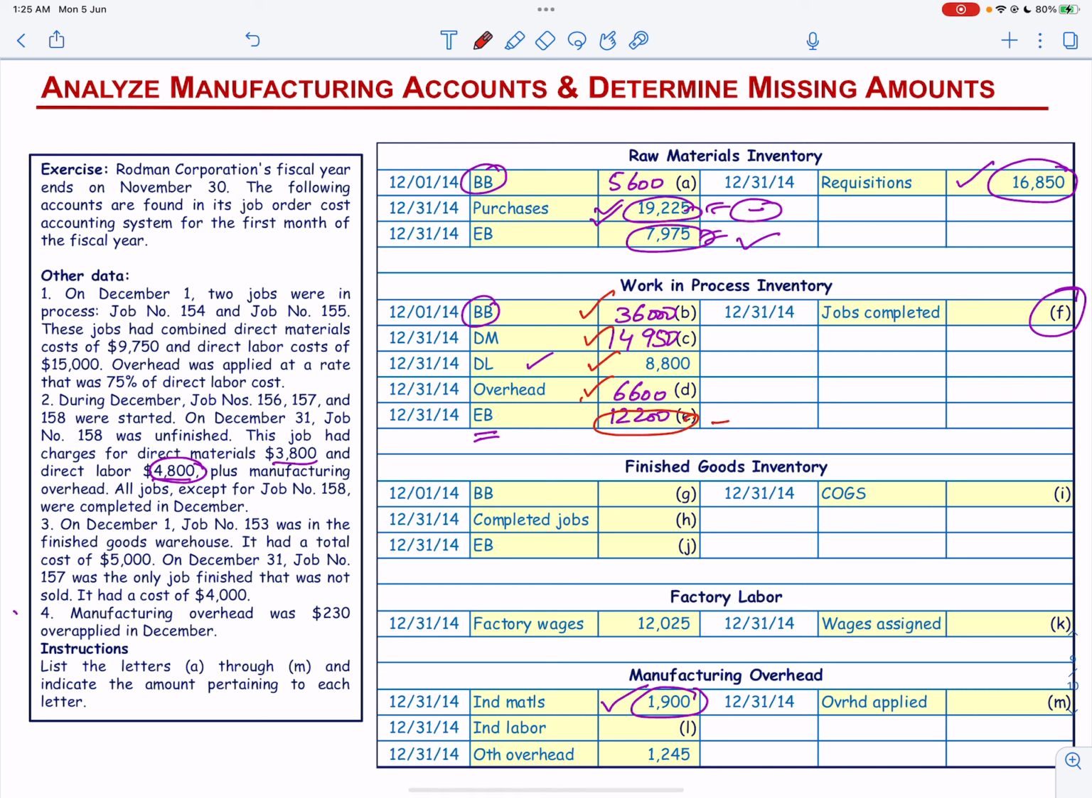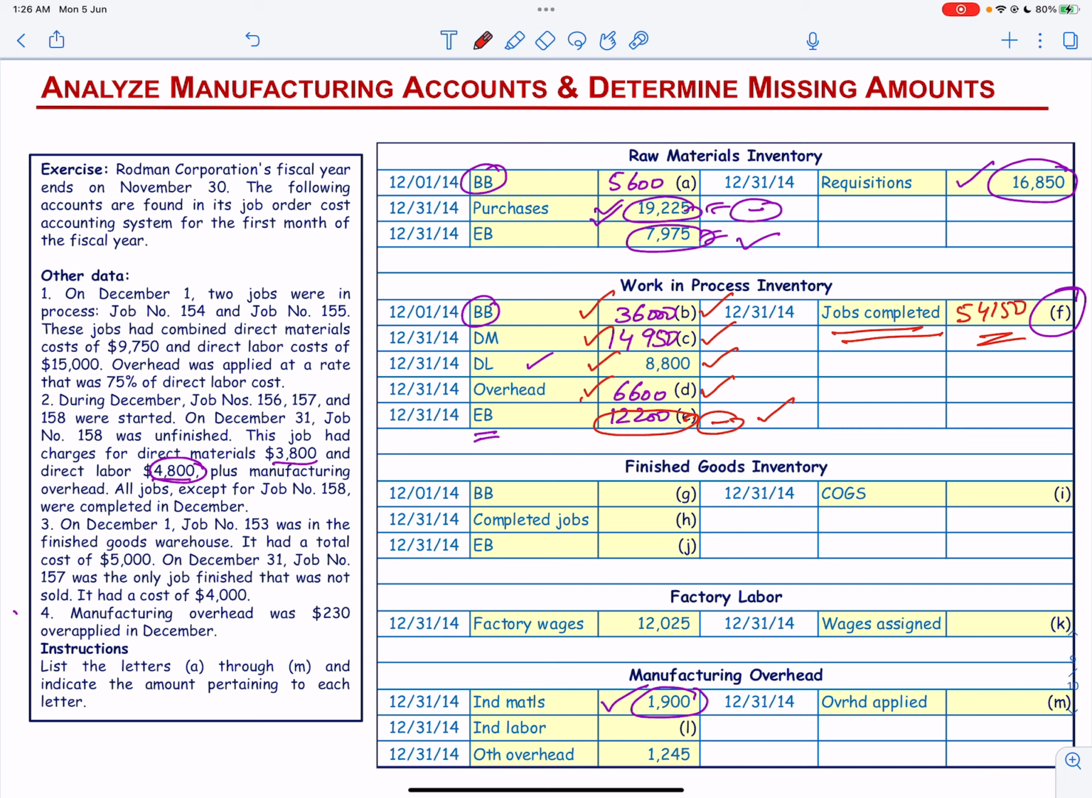We will be subtracting the ending balance, and we will get the total as 54,150. So I repeat again, we are going to determine the job completed: we are going to have the beginning balance plus the direct material plus direct labor plus overhead minus ending balance, and that will give us the job completed.